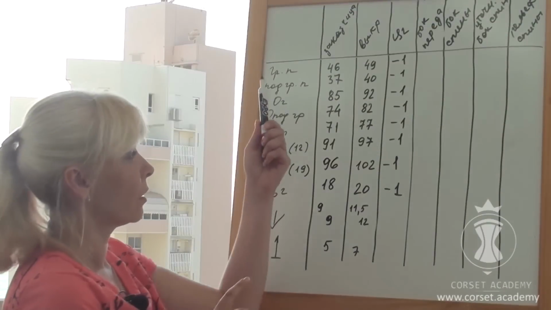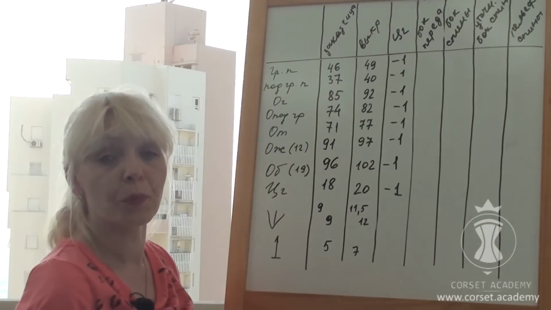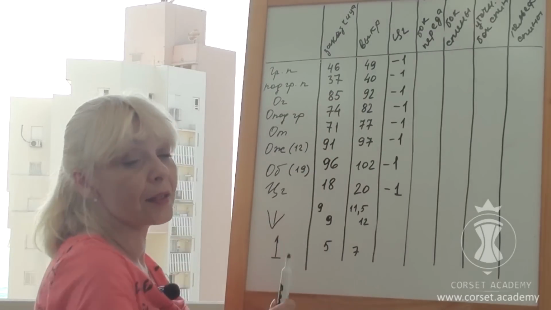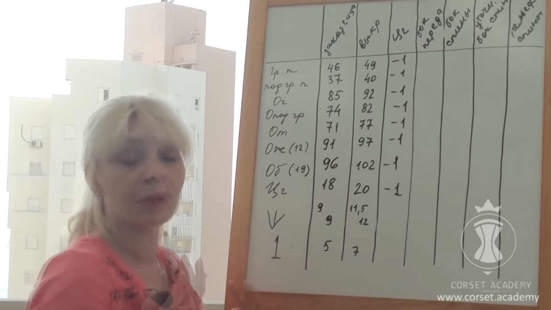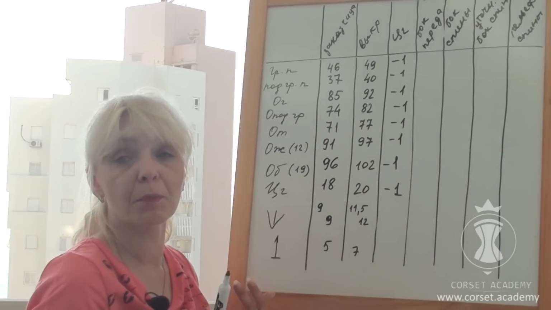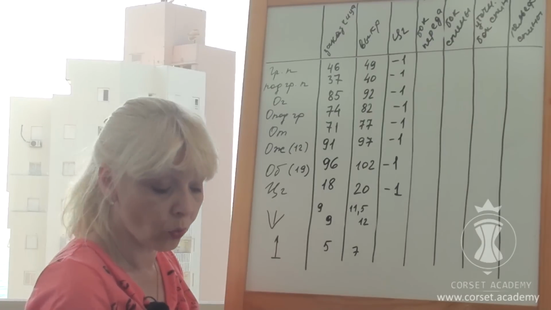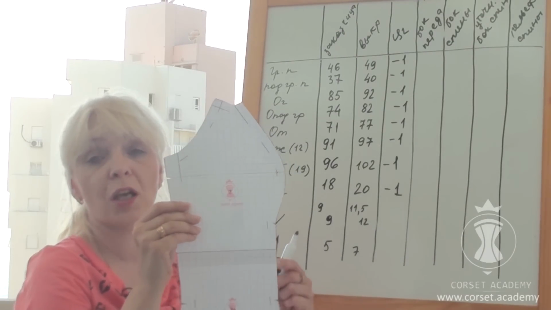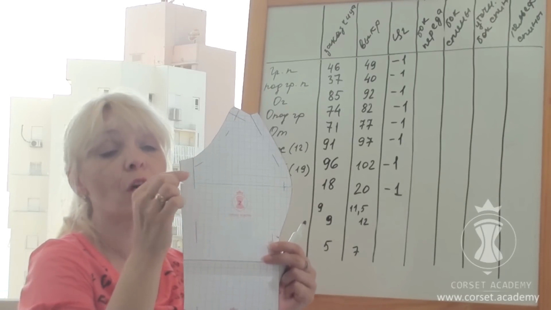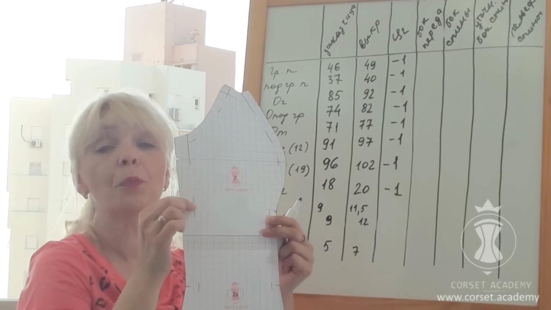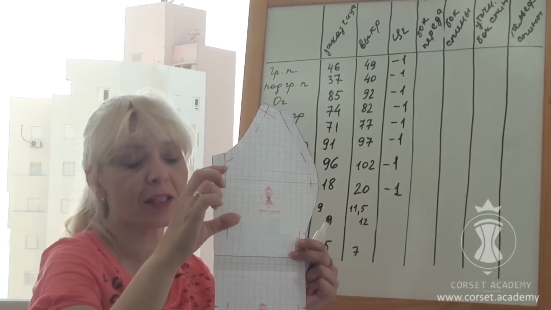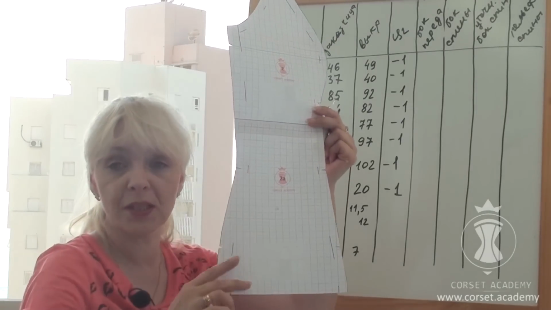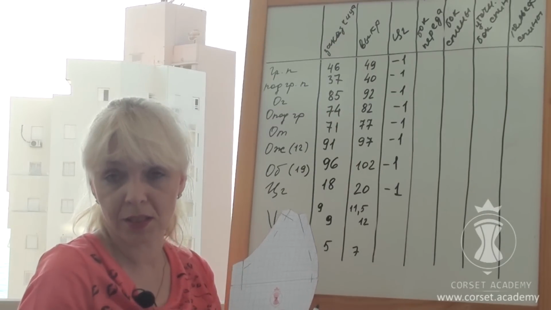2 measurements are responsible for the configuration of the side seam or the balance of the garment: bust front and under bust front. These 2 measurements indicate the configuration of the side seam on the altered pattern. In other words, they show where the side seam is located at the bust level and at the under bust level. Moreover, these 2 measurements are responsible for the overall final configuration of the side seam.